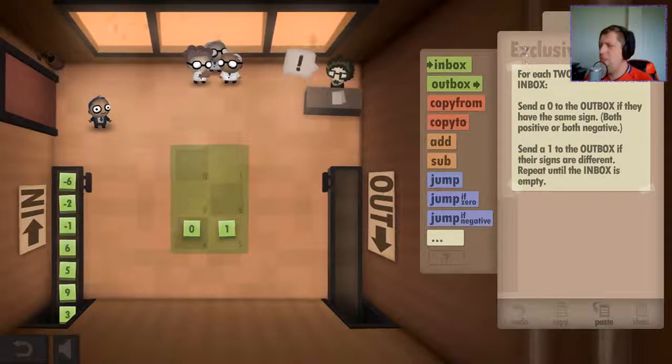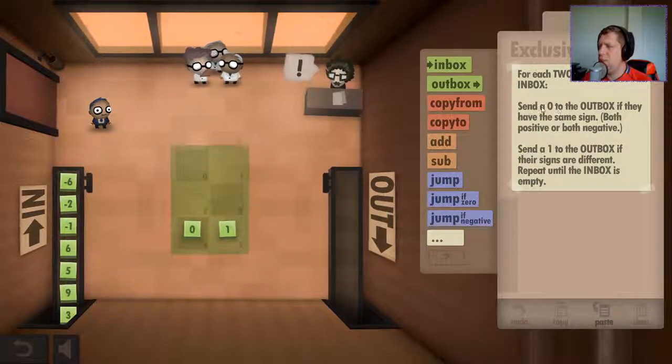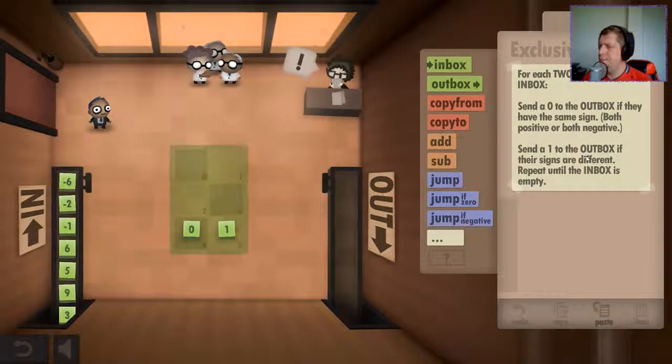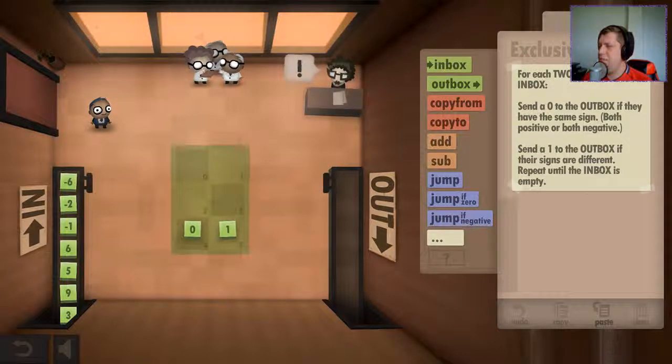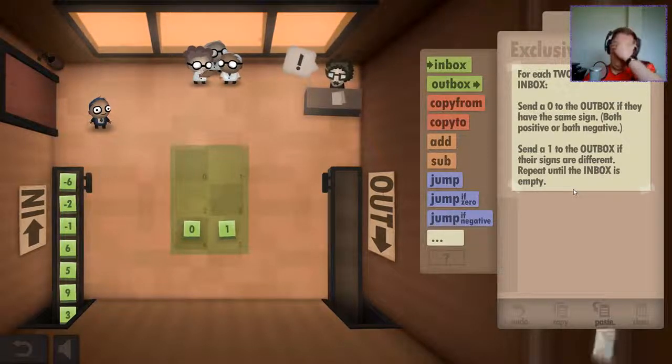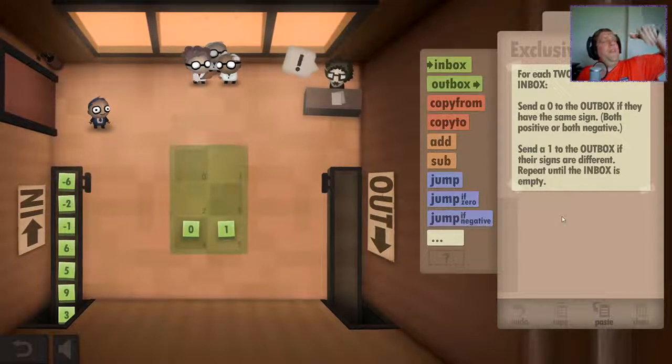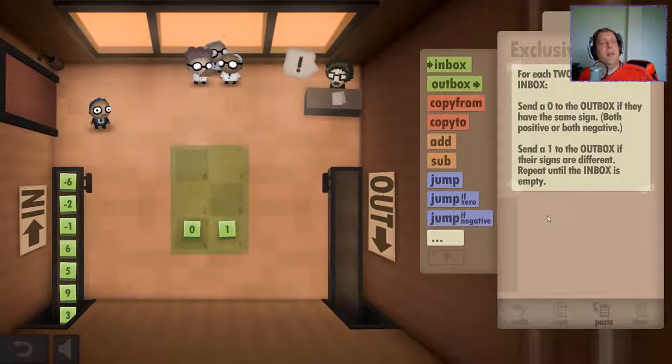Alright. So for each 2 things in the inbox, send a 0 to the outbox if they have the same sign. So, send a 1 if their signs are different. So if all the signs in the calculation are the same, so if you do like a minus, minus, minus, it actually turns into a minus plus, which will give you a 0. Right?